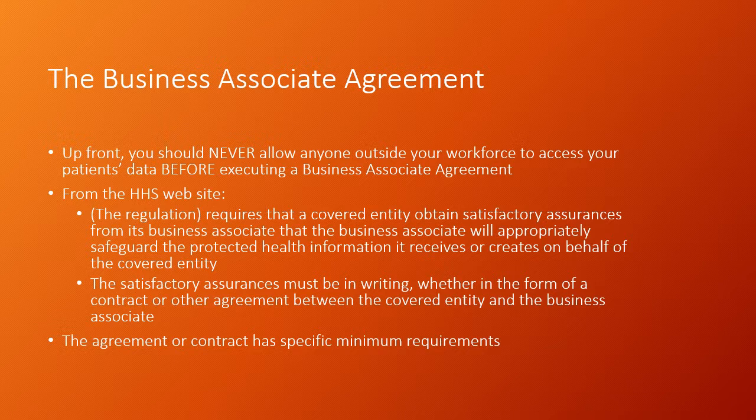Up front, you should never allow anyone outside your workforce to access your patient's data before executing a business associate agreement. Here's what the HHS website has to say. The regulation requires that a covered entity, in most cases a practice, obtain satisfactory assurances from its business associate that the business associate will appropriately safeguard the protected health information it receives or creates on behalf of the covered entity. The satisfactory assurances must be in writing, whether in the form of a contract or other agreement between the covered entity and the business associate.